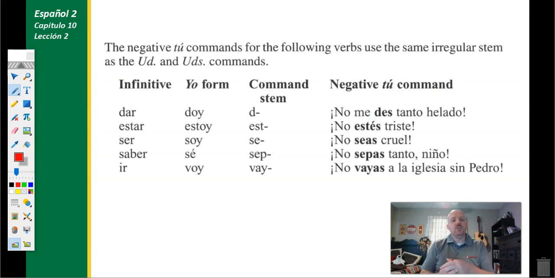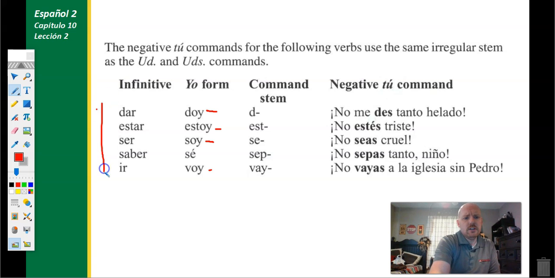There are some negative tú commands that don't follow that process. These are irregular and they don't use the yo form. We've talked about this before, but you can remember these because most of them in the regular yo form are going to have oy. And you don't want to use oy to form, or oi. Doy is doy, soy, voy. You don't want to use that oy conjugation to form your negative tú command.